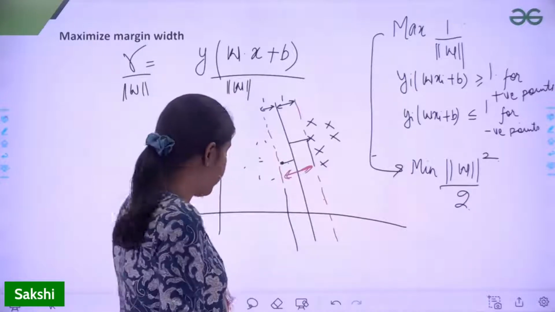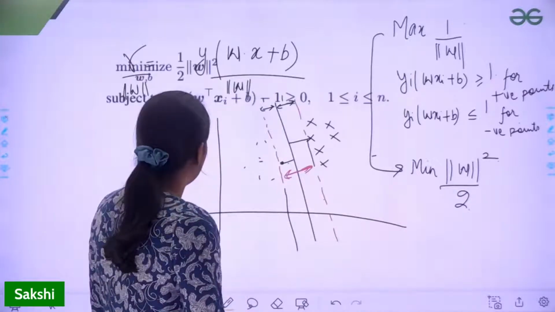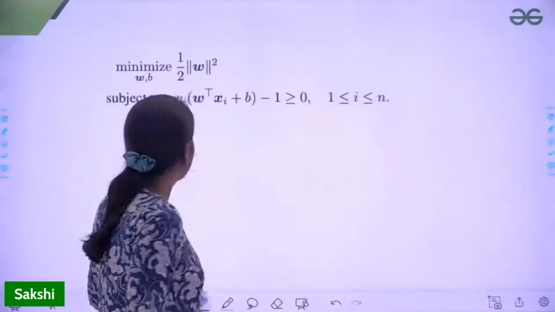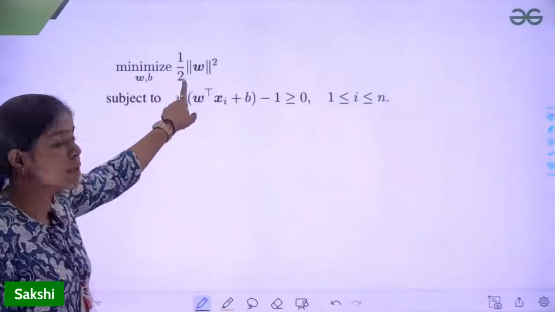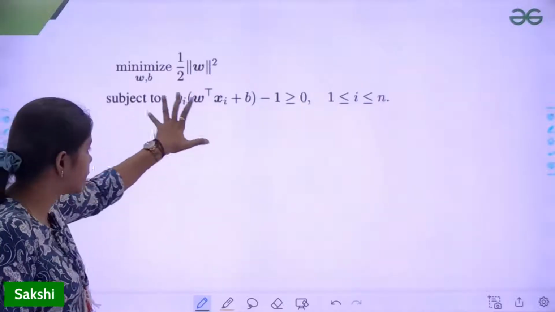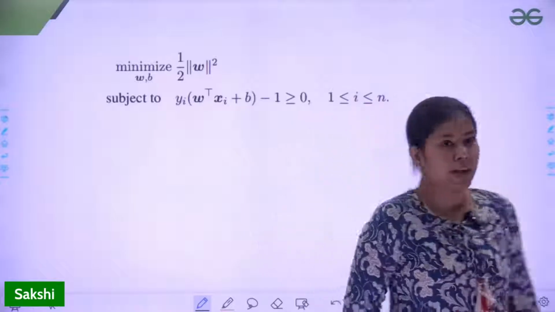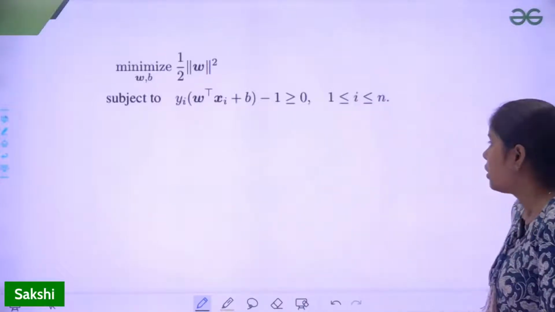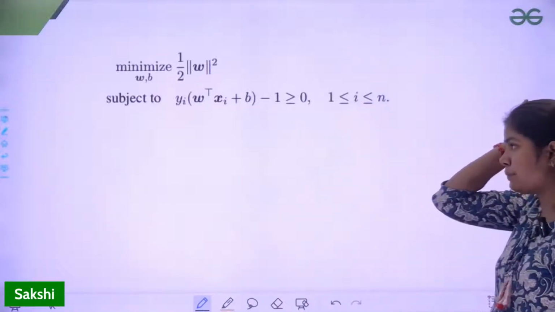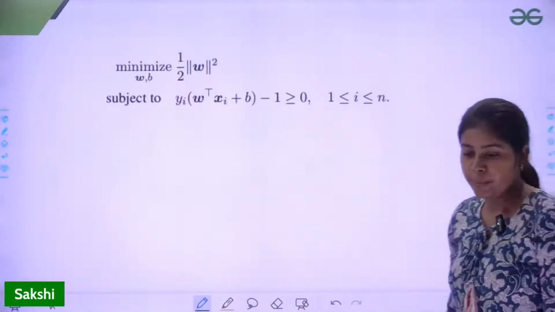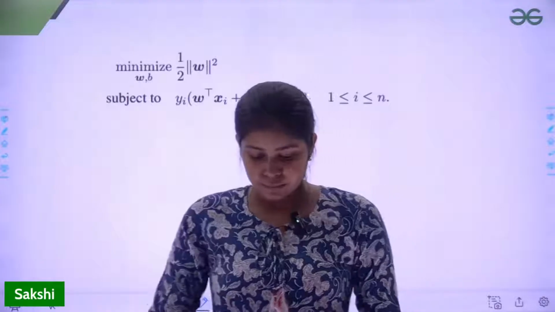Now my problem gets converted into this: we have to minimize 1 by 2 norm of W squared, subject to yi into (W transpose xi plus b) minus 1 greater than or equal to 0, for i varying from 1 to n. Right? So my problem gets converted into this.